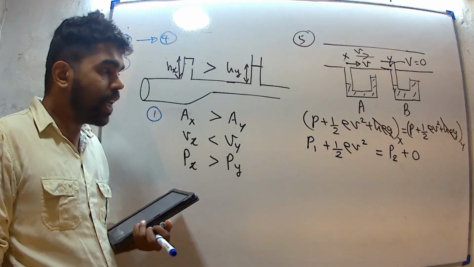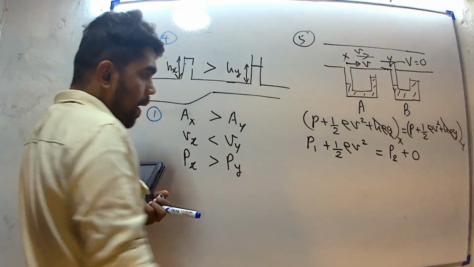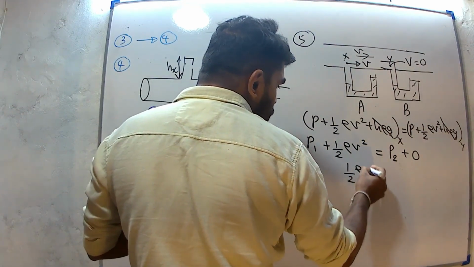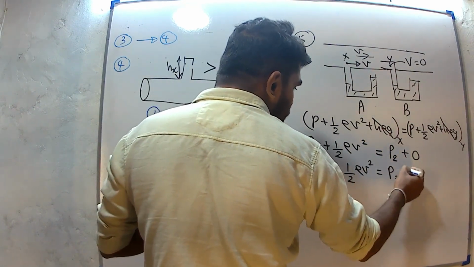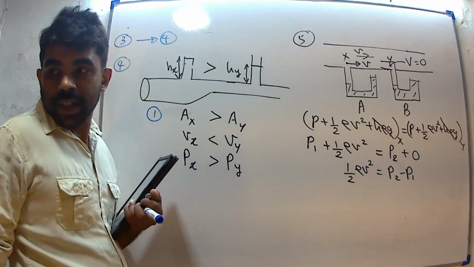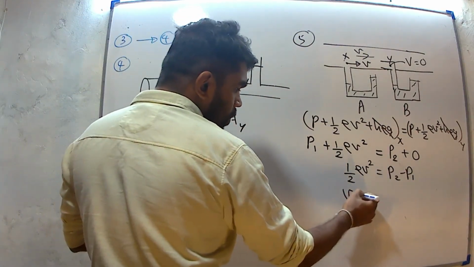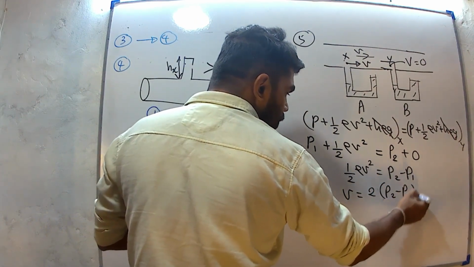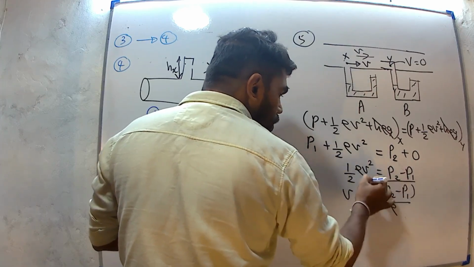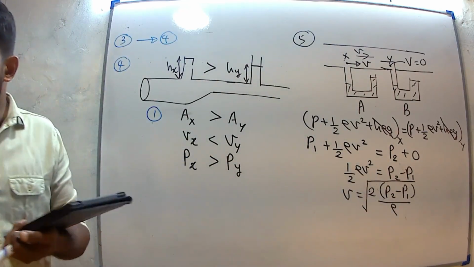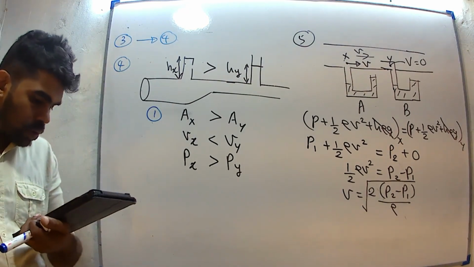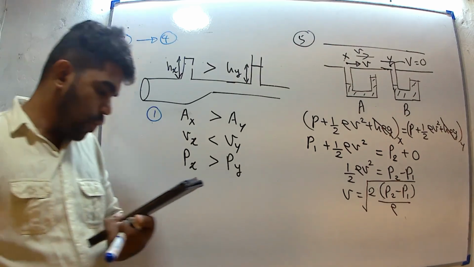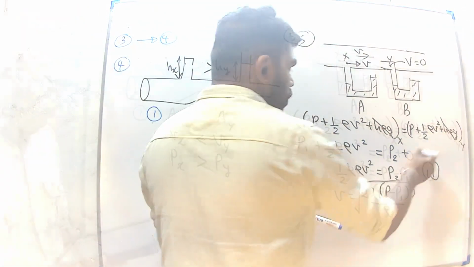Now we have to make v the subject. We can bring P1 term to the right hand side. Half rho v squared equals P2 minus P1. Then we can make v the subject: v equals root of 2 (P2 minus P1) divided by rho. Then answer is 1 for the question number 5.